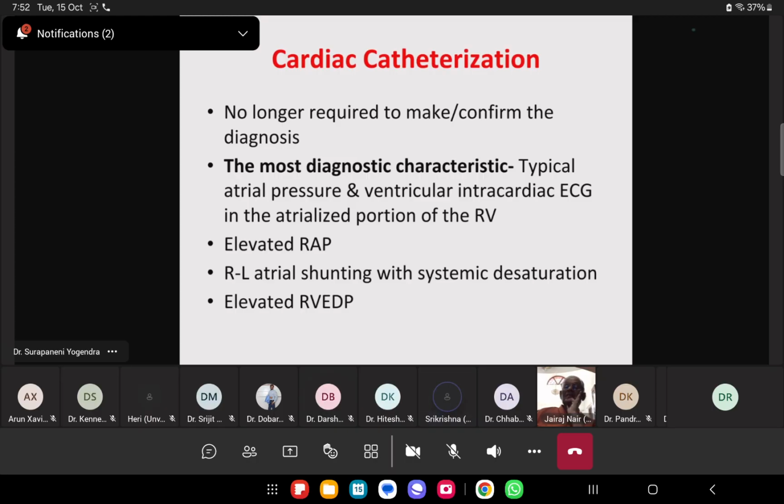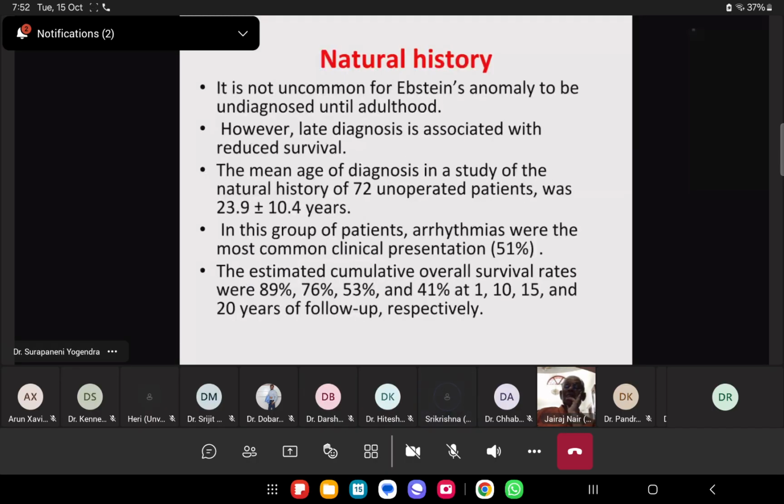Natural history. It is not uncommon for Ebstein's anomaly to be undiagnosed until adulthood. However, late diagnosis is associated with reduced survival. The mean age of diagnosis in a study of the natural history of 72 unoperated patients was 23.9 plus or minus 10 years. In this group of patients, arrhythmias were the most common clinical presentation, seen in 51%. Estimated cumulative overall survival rates were 89%, 76, 53, and 41% at 1, 10, 15, and 20 years of follow-up respectively.